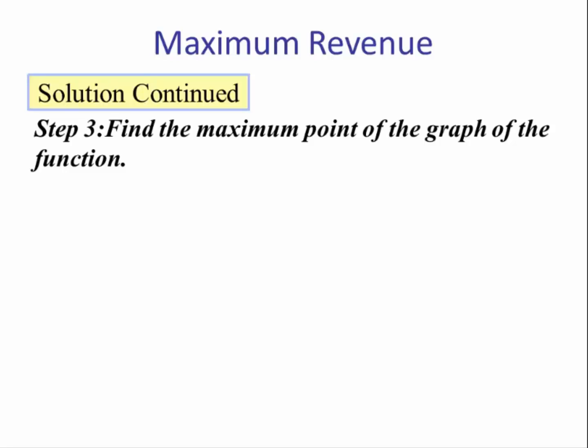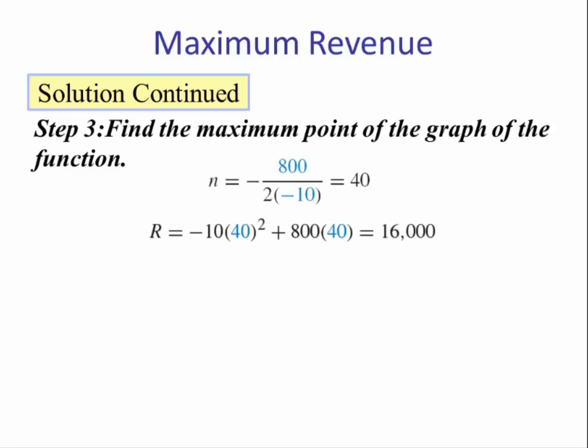So next, to find this maximum point, we use our formula n equals negative b over 2a, which in this case gives us n is equal to 40. This means if we have a group of 40 people, this will give us the maximum revenue. Substituting 40 for n to get the amount of the revenue, we have 40 squared times negative 10 plus 800 times 40, which gives us a value of $16,000.